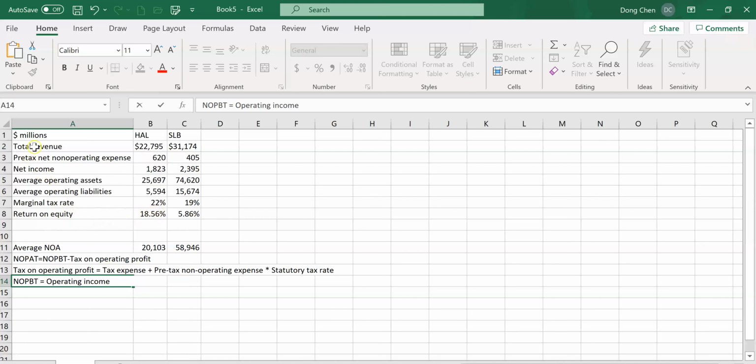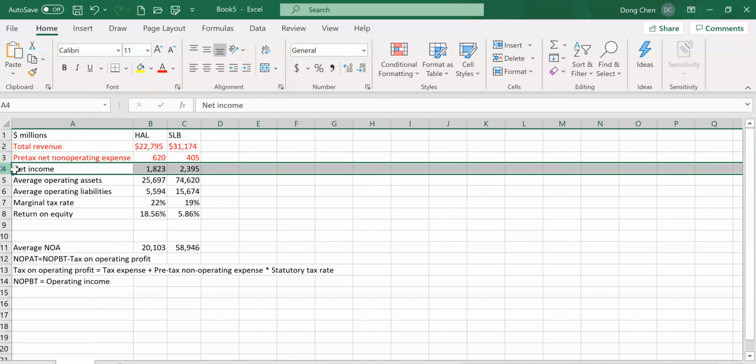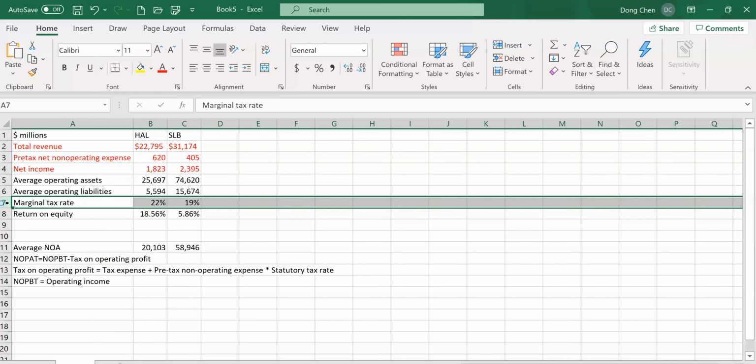So basically, let me mark the items which are from the income statement in red. The reason I want to do that is because I want to use this information. So I count marginal tax rate also as part of the income statement because that can help me to calculate taxes and other related items. And as I said, our goal here is to use the available numbers to figure out the numbers that we need in order to complete the income statement.